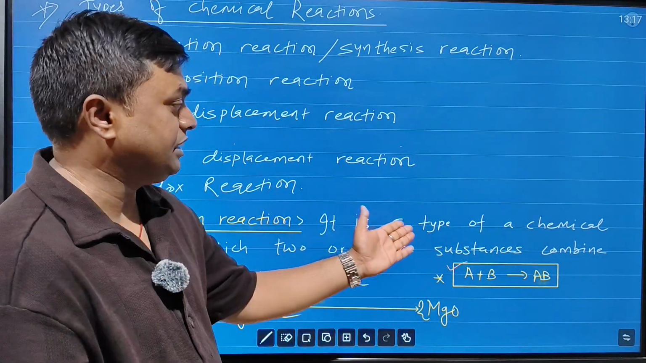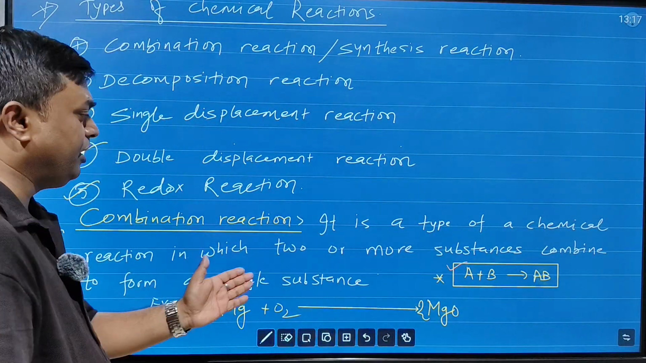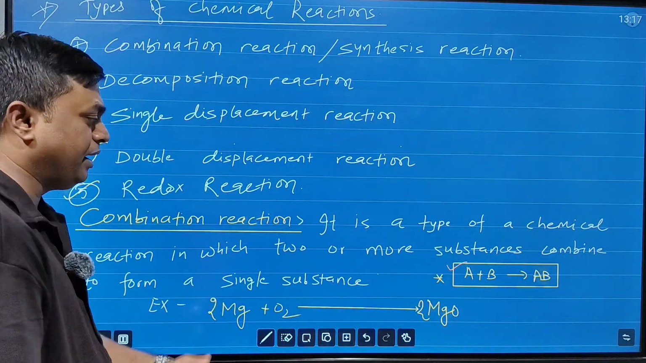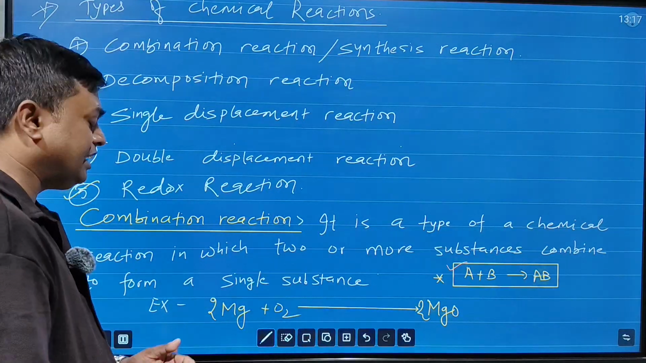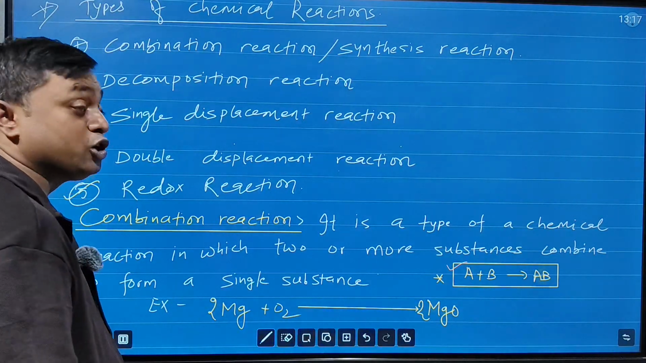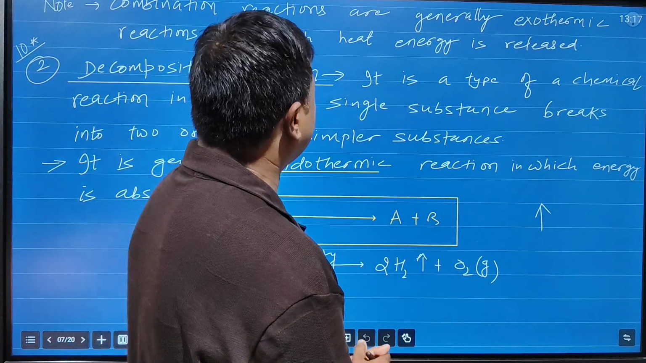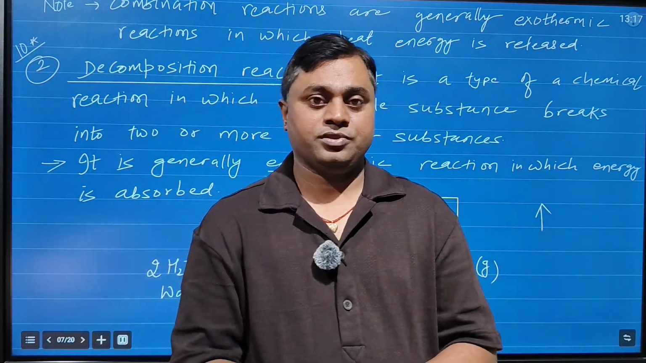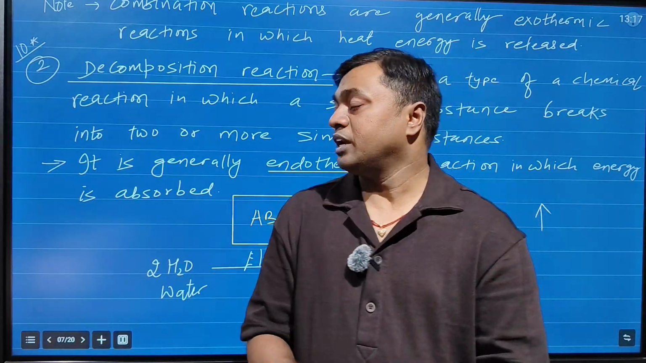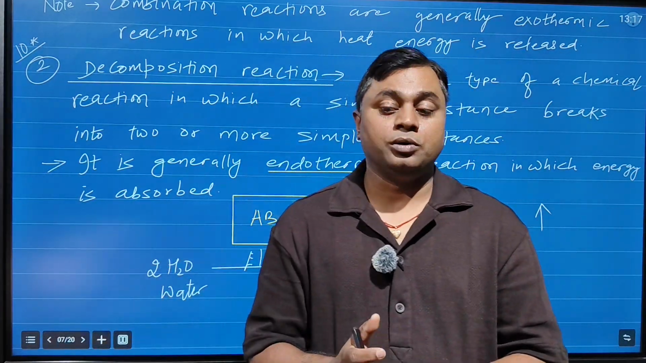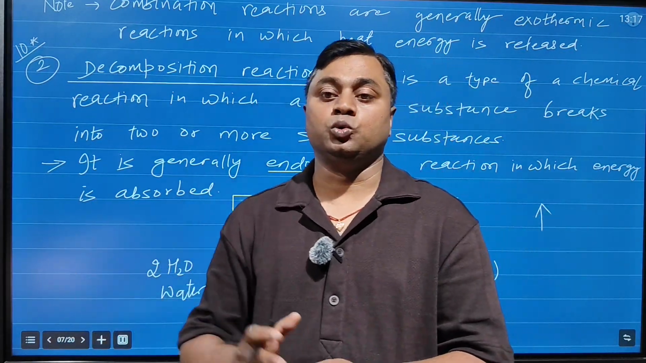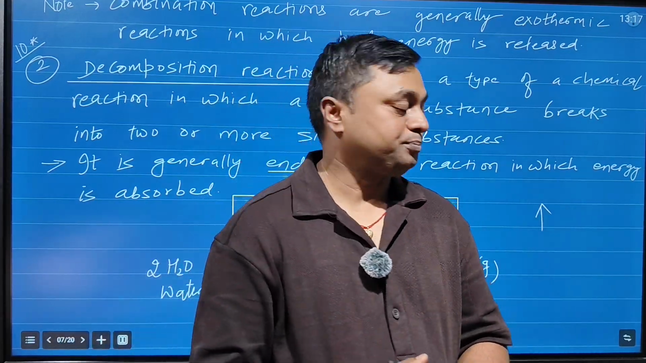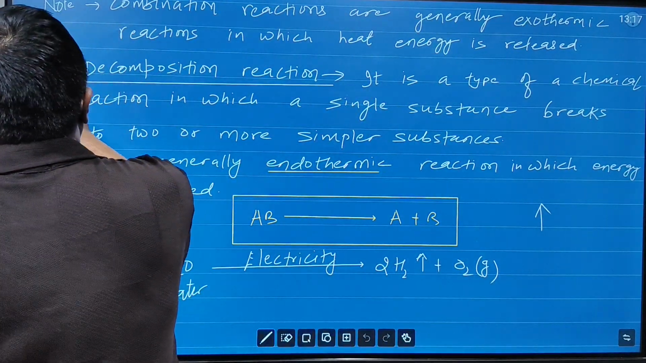You can see the definition: it is a type of chemical reaction in which 2 or more substances combine to form a single substance. Generally, combination reactions are exothermic reactions. Exothermic means heat or energy is released in this process, like burning of coal: C plus O2 gives CO2 plus heat.